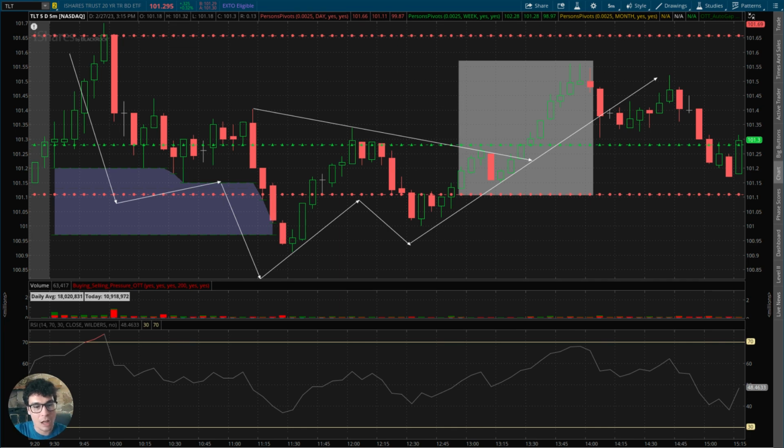Now, with that being said, we can see that we ended up forming this inverse head and shoulders right here. And look at the time, guys. Okay, this is 12:30 right here, where this right shoulder is developing. Then we come up, we get above our red daily Person's Pivot, a valid resistance. We flip that to support, move up, and then we hit our weekly Person's Pivot here in green. Now, this shaded area right here is 1 p.m. to 2 p.m. All right, and so this is what I mean by you usually can find some nice setups in this time frame and in this range, right?